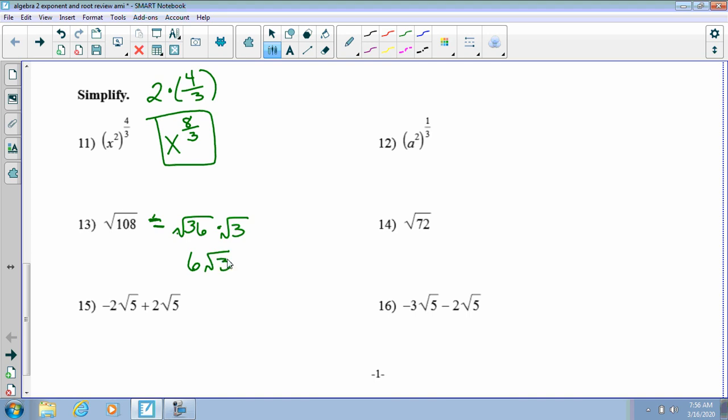I saw a lot of you mixing these numbers up, not in this particular problem, but in problems like this on the test. So always put the perfect square first, so you know that number is going to go in the front. Okay? Same thing with 72, you're going to find your perfect square that's in there.